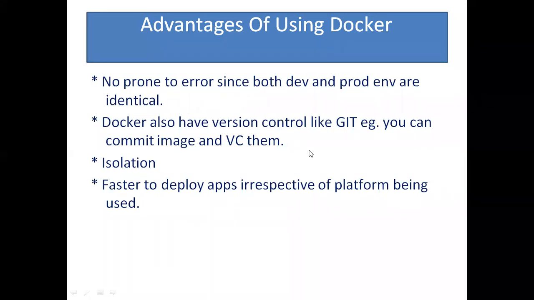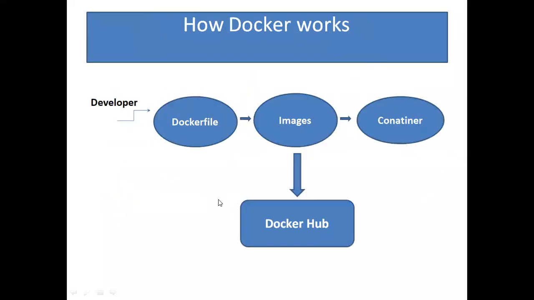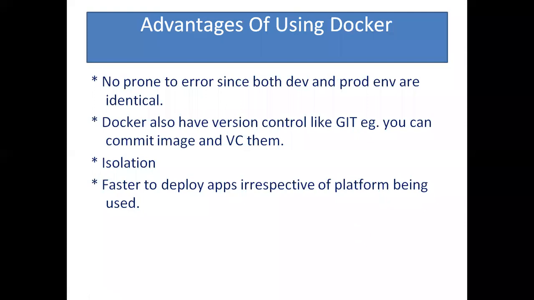And Docker has a version control system like Git. You can commit the images and version control them like Git. As I said in this image, once you push that image to the Docker Hub, for the first time it will be considered as one. Then again you push that image, they will consider it as two, the image two, like that. So each and every image can be version controlled. If one image is broken, you can roll back to the previous version. So it's very easy version control there.